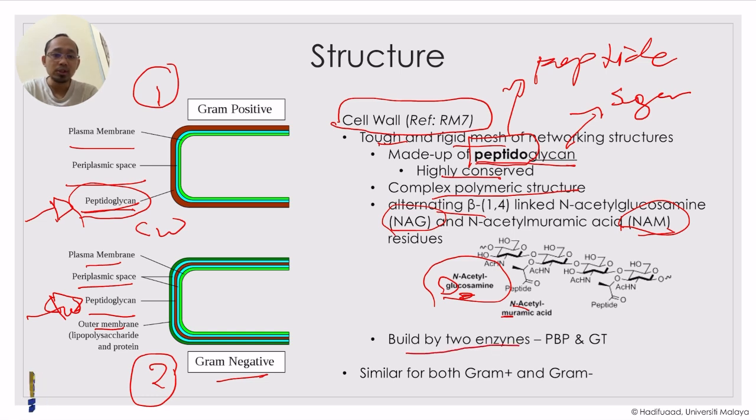And the cell wall is generally built by two main enzymes within the bacteria. Number one, we call it penicillin binding protein or enzyme. Another one is glycosyltransferase enzyme. Okay, and these two enzymes are similar in the sense that the functions are similar. Some bacteria have a different structure. Some bacteria have a combined PBP and GT, while others have separate ones. But nonetheless, the function of these two enzymes, whether a single or double enzyme, is similar.